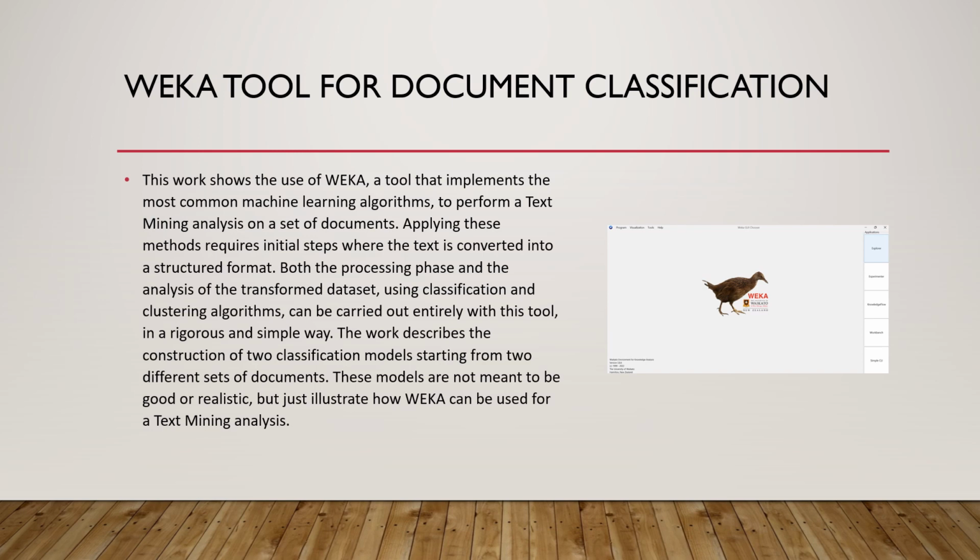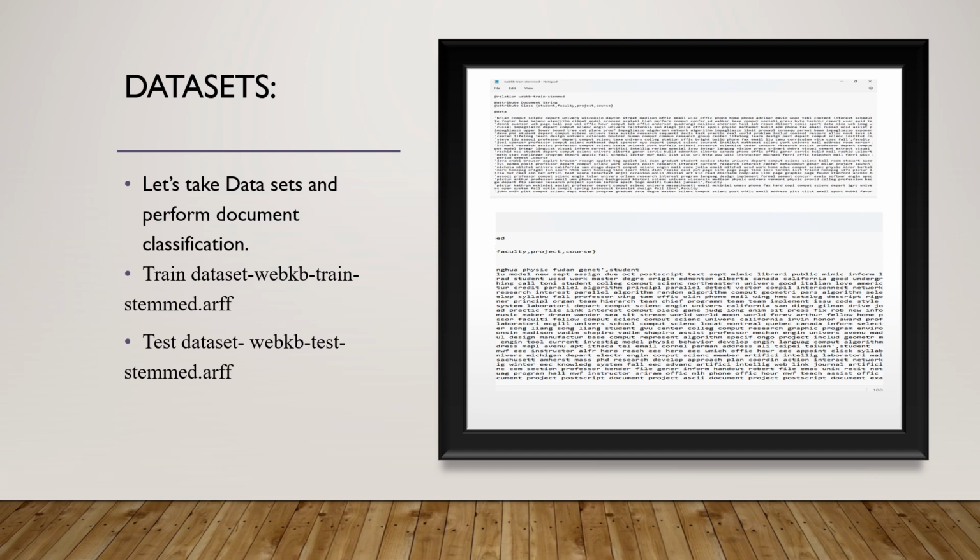In a rigorous and simple way, the work describes the construction of two classification models starting from two different sets of documents. These models are not meant to be good or realistic, but just illustrate how we can use it for text mining analysis. Let us go into the depth. I have taken two datasets. For example, you can see on the screen here we have two datasets. One has everything in string form. The training dataset is in ARFF format, which is stemmed, and the test set as well.